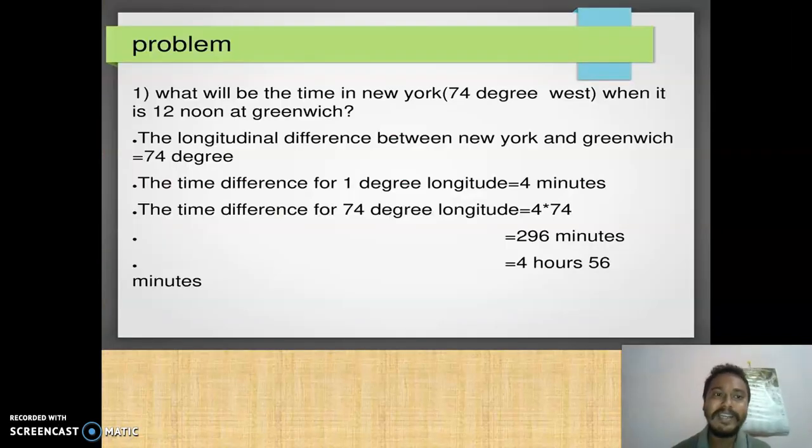Okay. Now let us do one math problem and we will understand. What will be the time in New York? New York is 74 degrees west. Okay, so we got the degree. So we'll find the New York time.